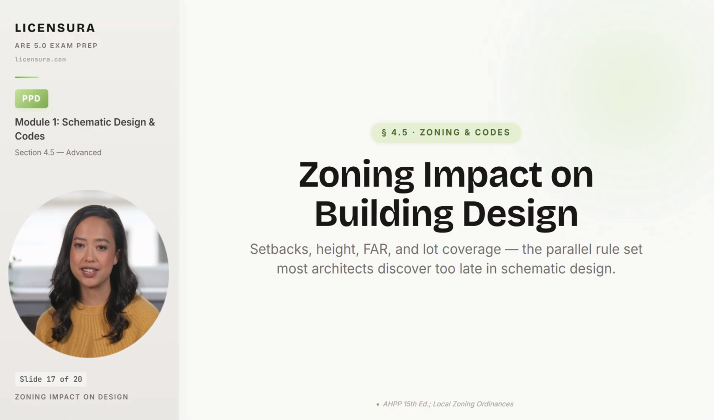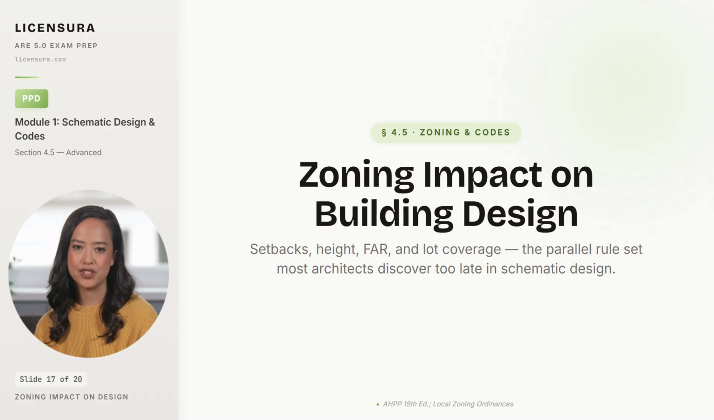A 10-story Type 2A office building is allowed at 85 feet under the IBC with sprinkler bonuses. But if local zoning caps the parcel at 45 feet, zoning wins, and the project is half the size the IBC would permit. Miss the zoning constraint at design start, and you waste fee schemes that cannot be built, and the owner sues for the redesign cost. 6 zoning parameters drive that constraint, and each one shapes the design in a different way.